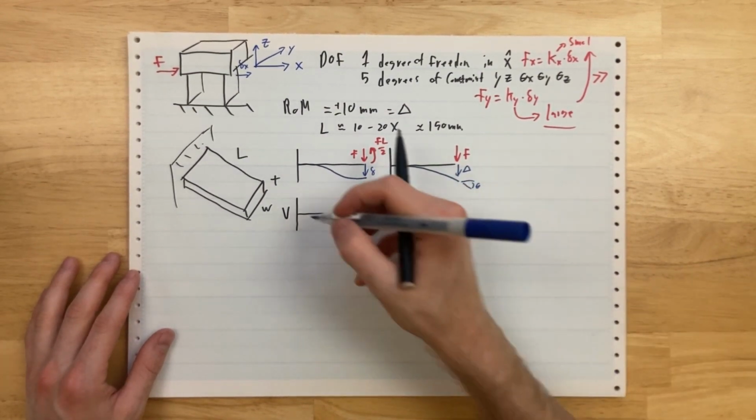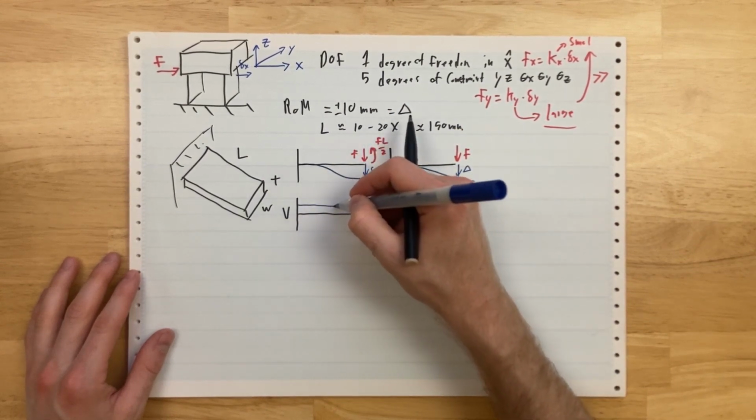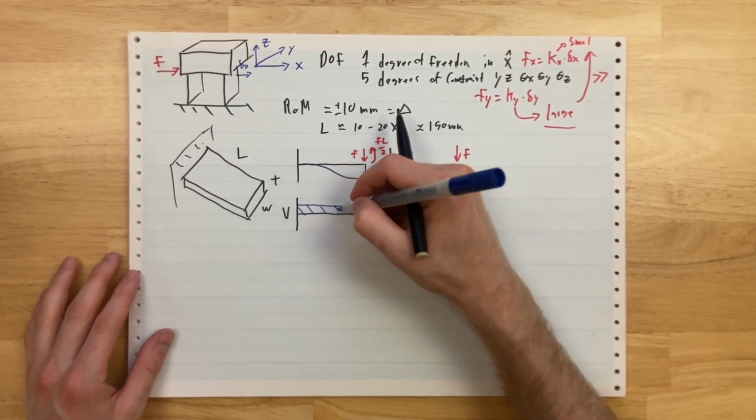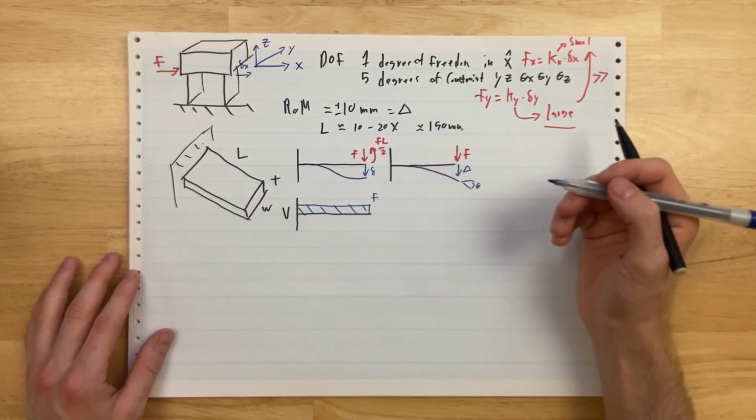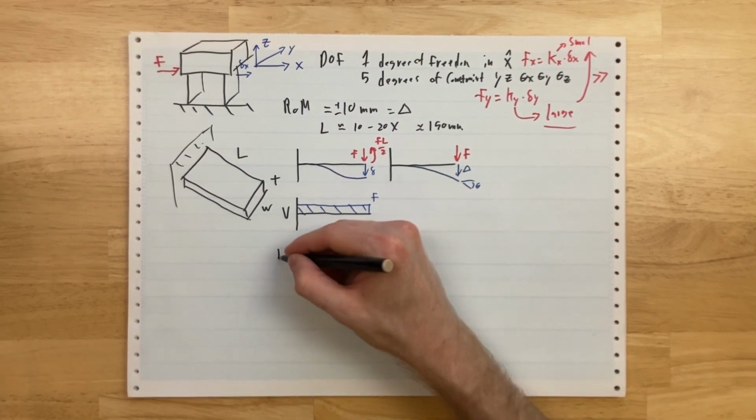The shear diagram is not that interesting. Basically, that force F has to be carried by every single part of the beam, but beams that are long tend not to die in shear. Not a big deal. The moment diagram is a little bit more interesting.